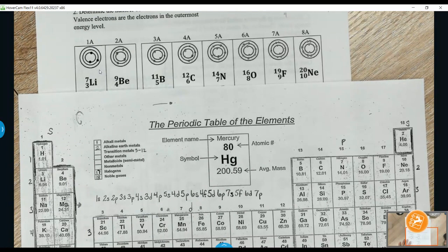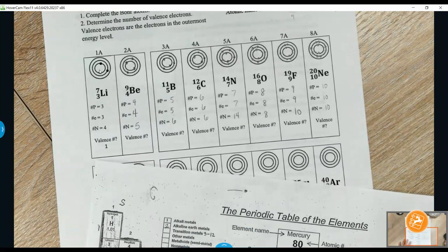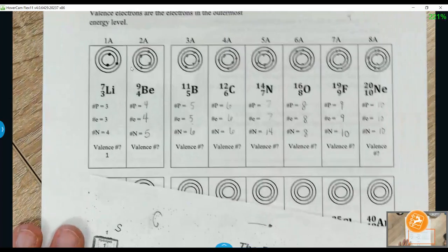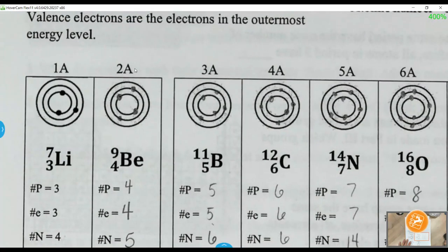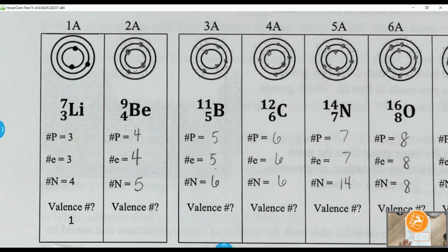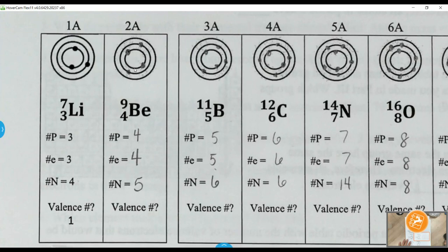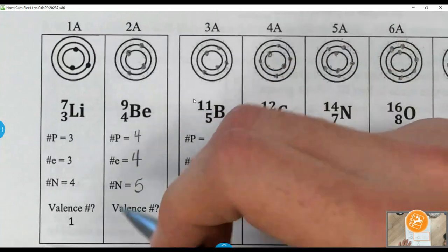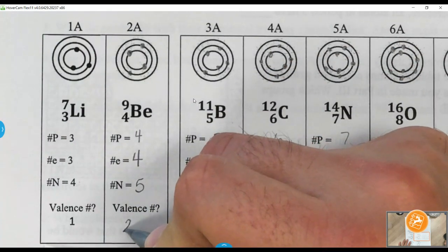Now, valence electrons. There are the number of electrons in the outermost energy level of an atom. So if we're looking at the Bohr model for lithium, how many electrons does it have in its outermost energy level? 1. And that is why it has a valence electron number, right? It has 1 valence electron. So how many valence electrons does beryllium have? 2, because there's 2 in the outermost energy level.